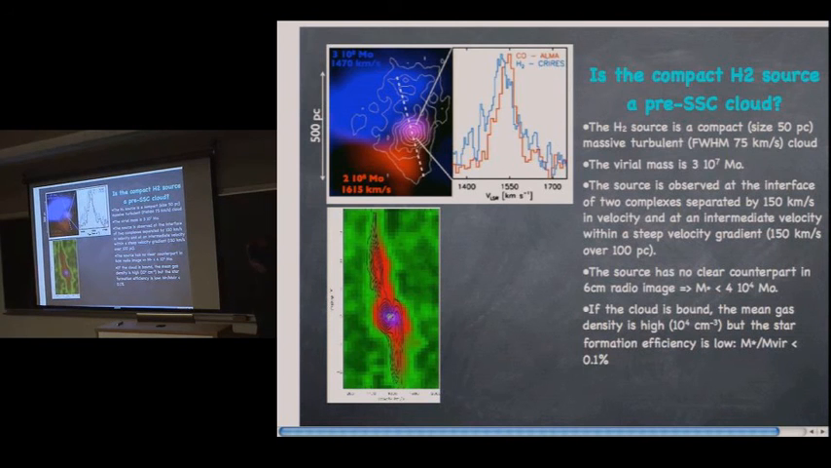And what is remarkable is it's being formed where there is this very strong velocity gradient between the two components. So it's really being formed where energy dissipation is happening today. It has not yet formed stars. There is no counterpart in the 6 centimeter radio image, so independent of extinction, we can say that there are no stars. And the mean gas density is already very high, so the gas is already very condensed, but it's still not forming stars. And I think again here it's probably because it is still too turbulent.